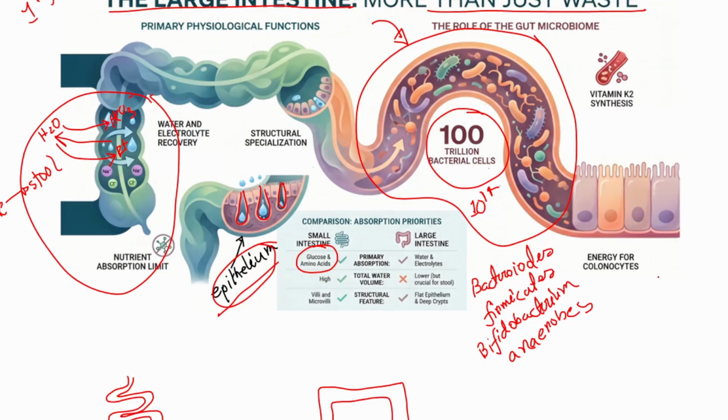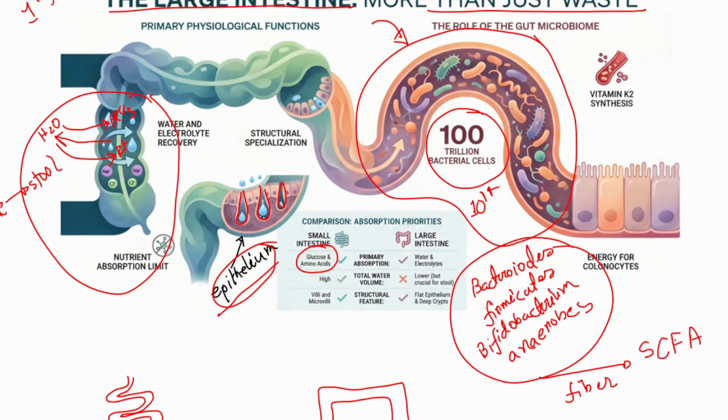These symbiotic microbes execute a vital biochemical sequence. They ferment complex dietary fiber that human enzymes cannot break down and convert it directly into short-chain fatty acids. And we place the three primary short-chain fatty acids produced by this pathway in our layout. The first one is acetate, the second one is propionate, and the third one is butyrate.